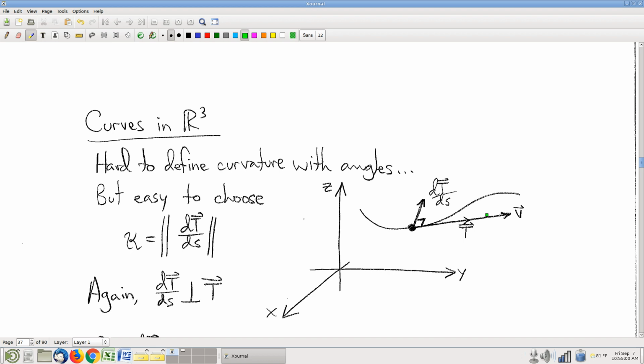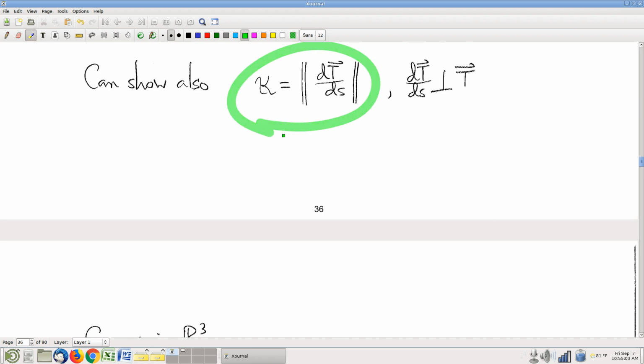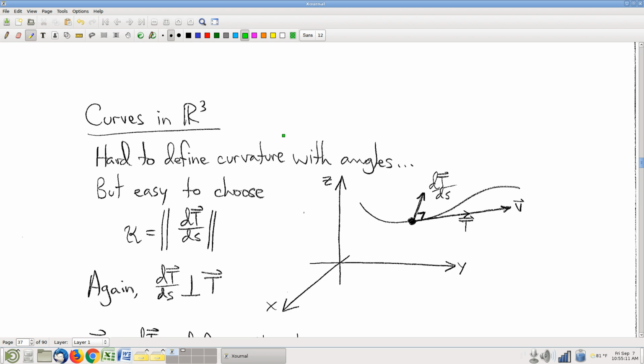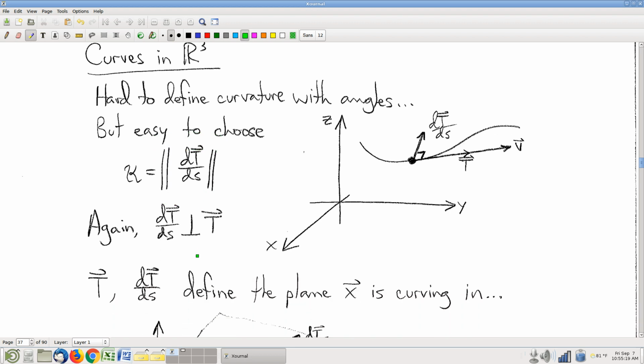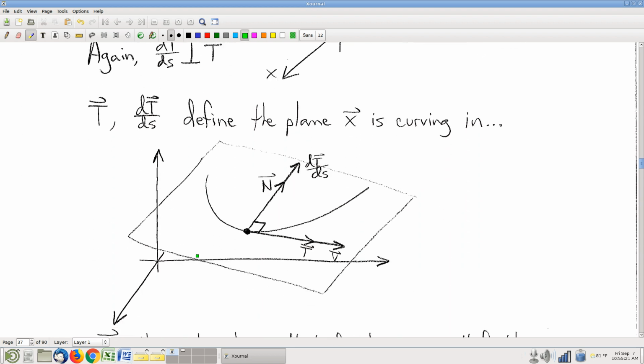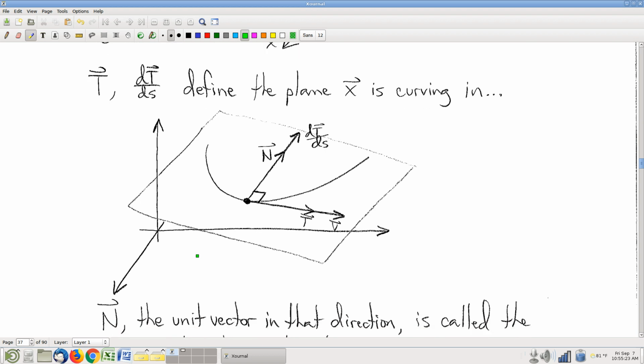But what you can do, this is not based on an angle. This is based on a vector, the unit tangent vector, and that extends just fine. So this is our definition of curvature for a three-dimensional curve. And some calculations ensue in the same sense that it was in R2. dT/ds is always perpendicular to the unit tangent vector.